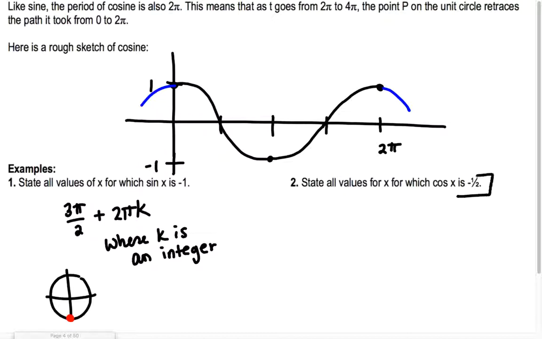So if cosine is -1/2, that to me is kind of hard to estimate. It's like, well, somewhere around here and somewhere around here, right? That's kind of hard to see. So it's okay if you want to always revert back to your unit circle, you can. So if we're saying when is cosine equal to -1/2, the x value is -1/2 here and here.